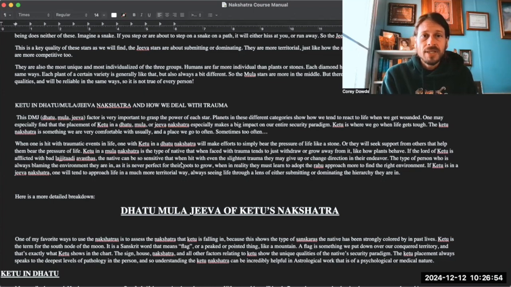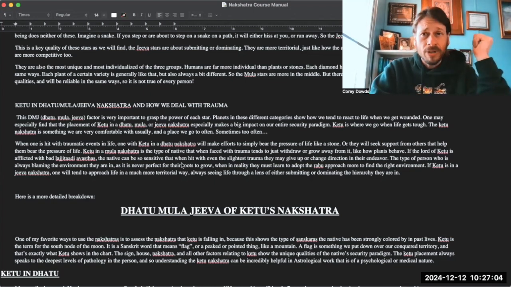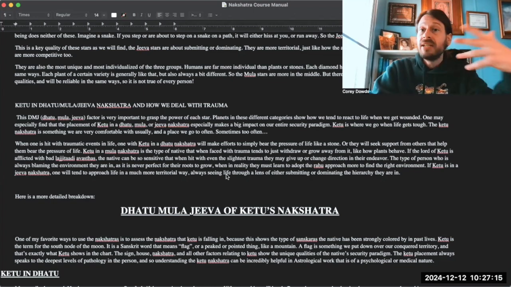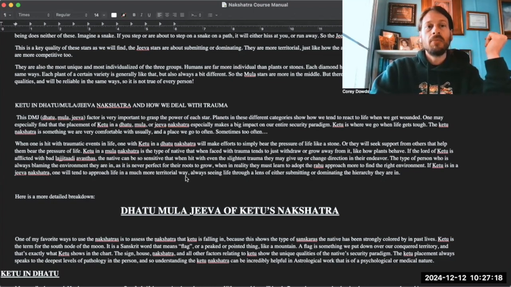If it's in bad avastas, the native with the Ketu in Mula will get hit with the slightest difficulty and be like, oh, it's too cold in here, I have to leave. And then miss out on some important experience, when they just need to be a little bit tougher and hardier, as if they had Rahu in a Dhatu star. It's the type of person who's always blaming the environments that they're in, that can be a Ketu in Mula type of person. Or who's just complaining too much about the slightest little traumas, when they need to get hardier, or adopt that Rahu approach to find the right environment.